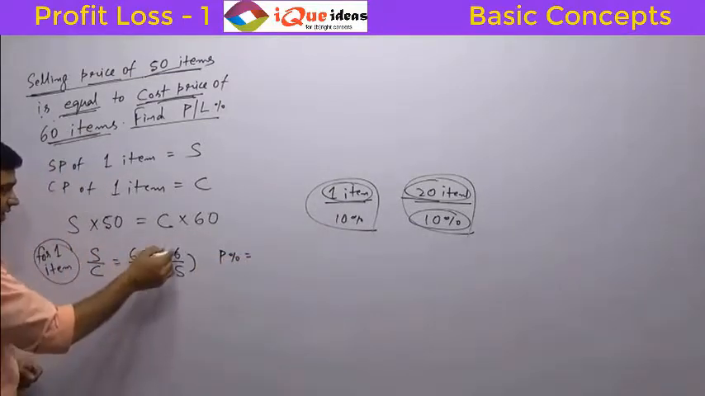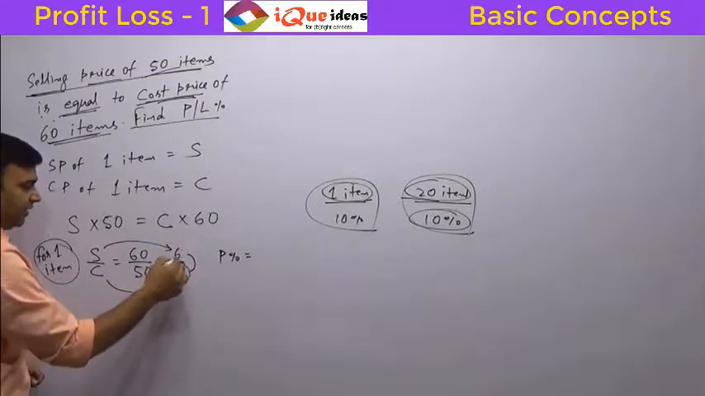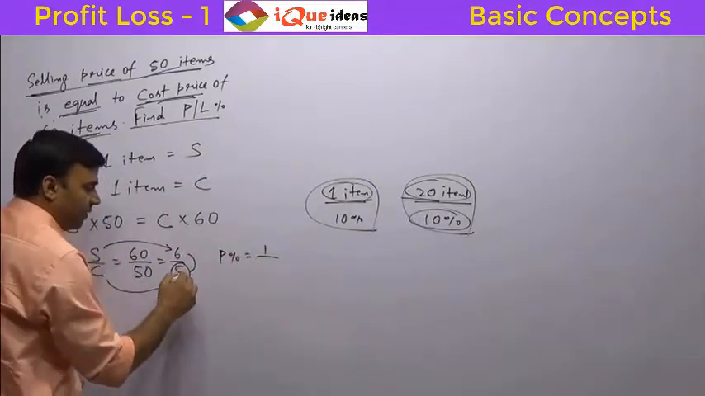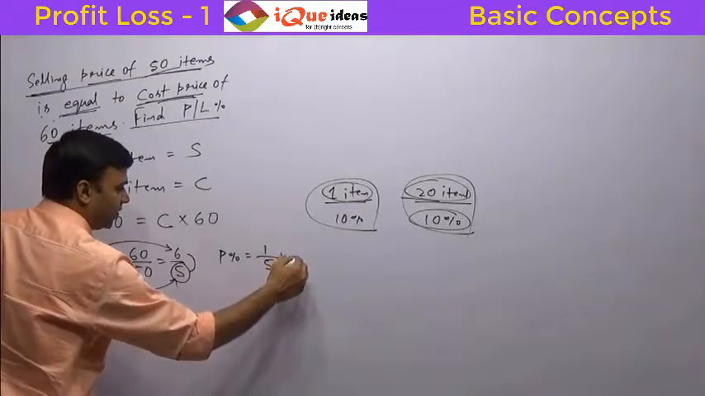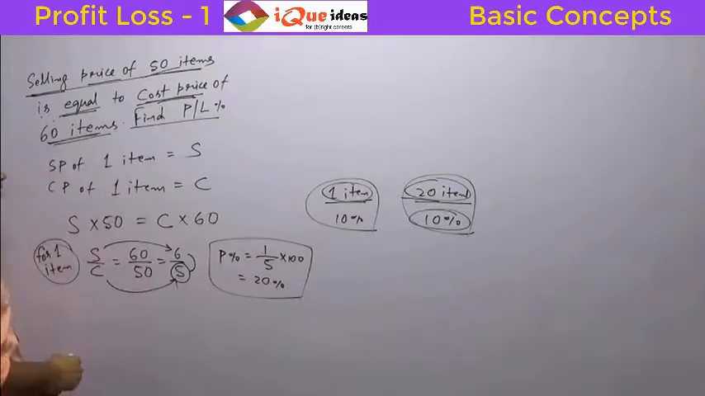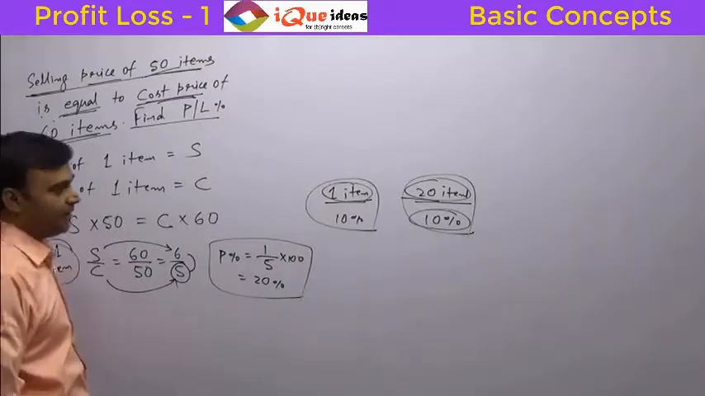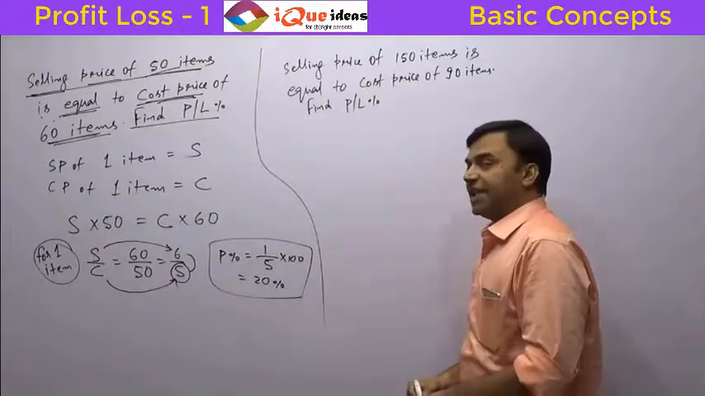If I take selling price to be 6 rupees, the cost price has to be taken as 5 rupees. Difference is 1 rupee. So 1 divided by cost price, which is 5. So 1 by 5 into 100, which is 20%. So in this case, there is a profit of 20%. This we can do directly in such situations. Alright. Now let's take another question.